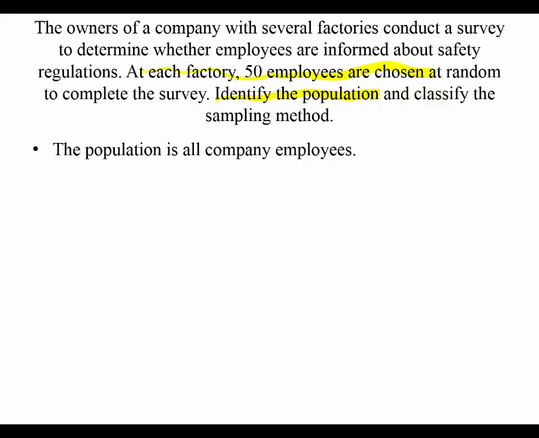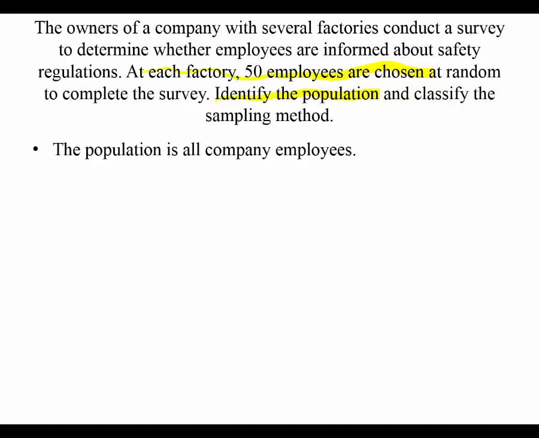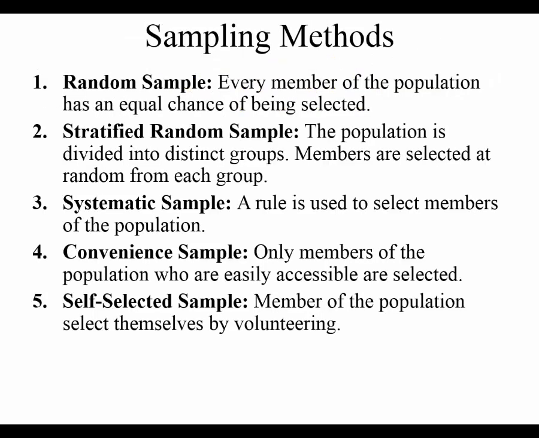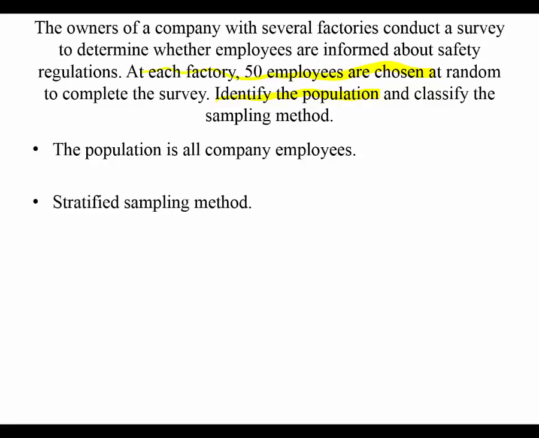Then from there, classify the sampling method. Now remember, you have the list of sampling methods. Which one of those looks like it's happening here? And what you'll notice is that it is a stratified sampling method. Remember what a stratified sampling method is? It's pretty much the population is divided into distinct groups and then members are selected randomly from that. What they're doing here is dividing the population by factory. So if they're dividing the population by factory, it's being stratified.